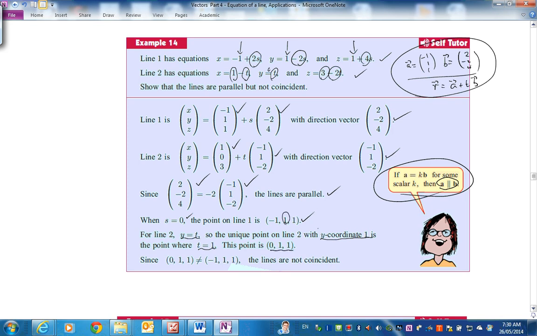So I've just gone and said, let's go to line 2 with y being 1. That means t is 1. And if you put that back up here to generate a point with y as 1, t would be 1. But the other values are 1 and 1. So therefore, the point there is (0, 1, 1), but the point on the first line was (-1, 1, 1). So the lines are not coincident. So that's what you have to play with. If the lines are parallel, you go and generate any point for any s value or t value on one, and go and check out the equivalent value on the other one.